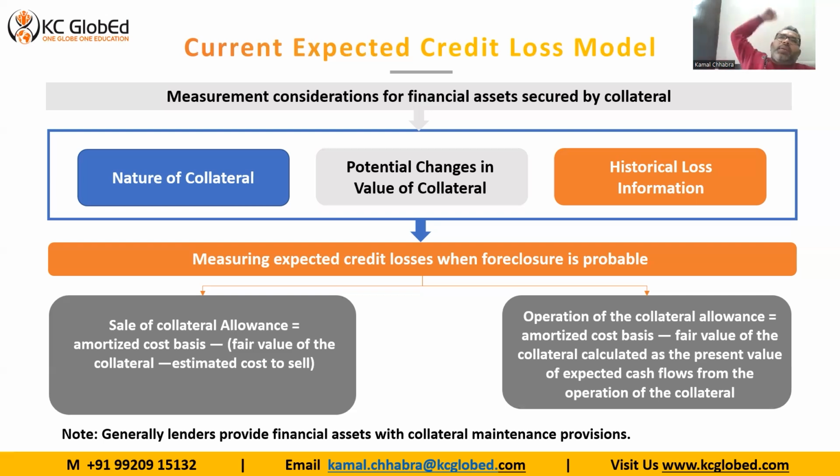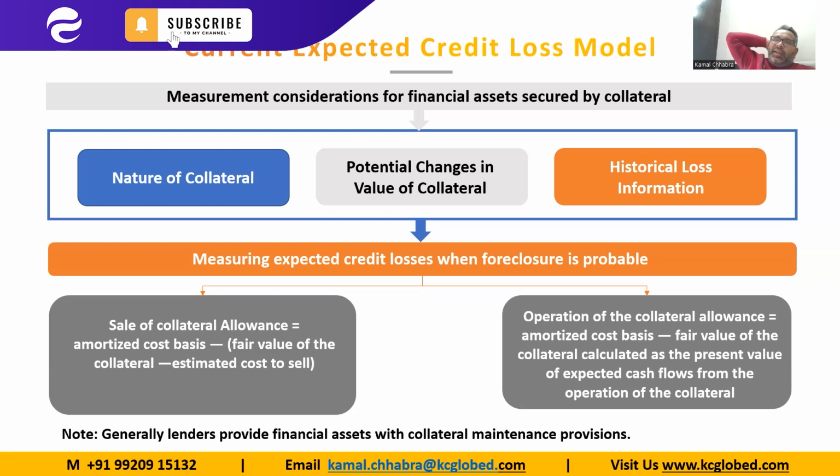So, for example, someone needs, let's assume, $500,000, and he has given you an office space which you can use, right? And that office space you have given to some third party on rent, and you are earning the rental income on that office space. So in this scenario, this is called operation of collateral allowance, right? Here, how do you calculate and measure the expected credit loss for that particular value?